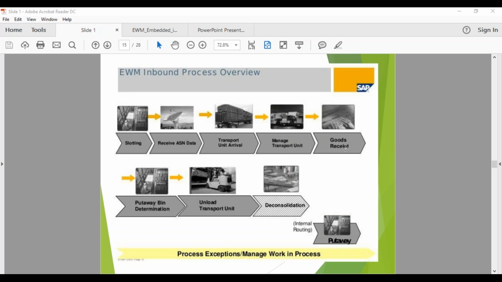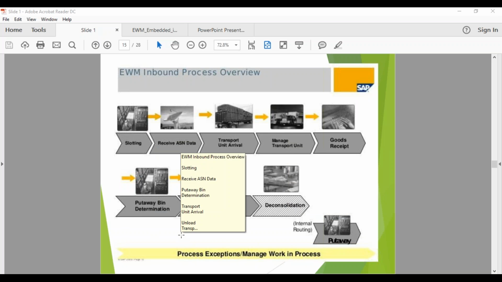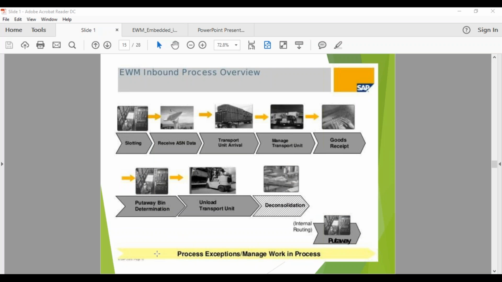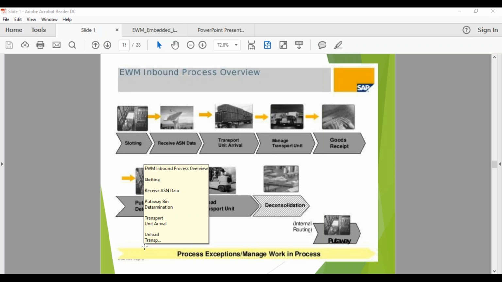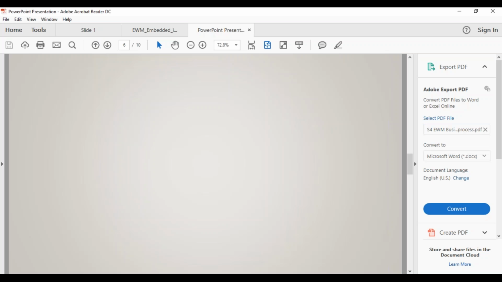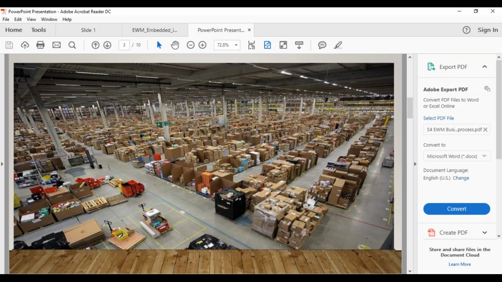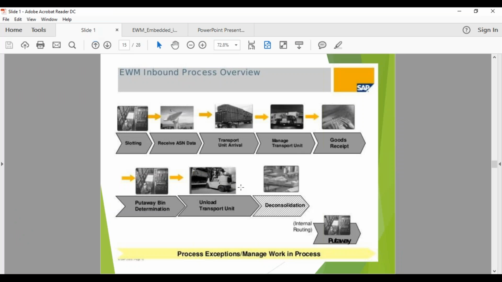Once it is received, we'll do the goods receipt part, and then the system will determine where the parts need to be placed. That is called put away bin determination. The system will determine that this particular product needs to be placed in that particular bin. Then we'll place the parts. In between, if we have received the parts in pallets, a pallet has multiple cartons, and in a carton there are multiple products which need to be segregated. That process is called deconsolidation.